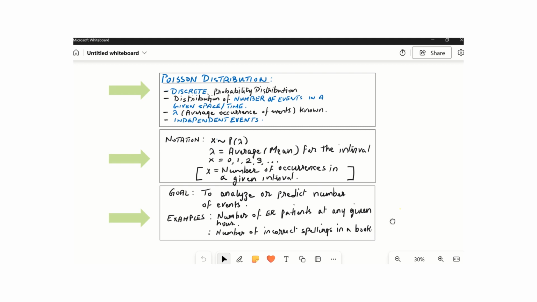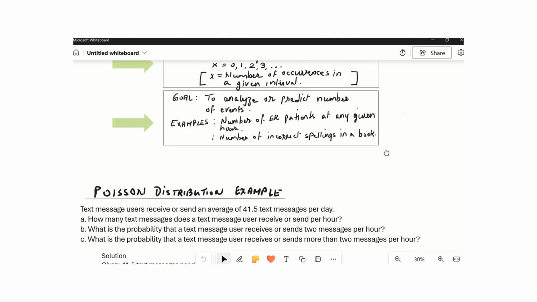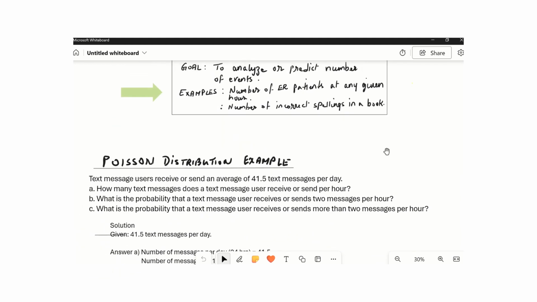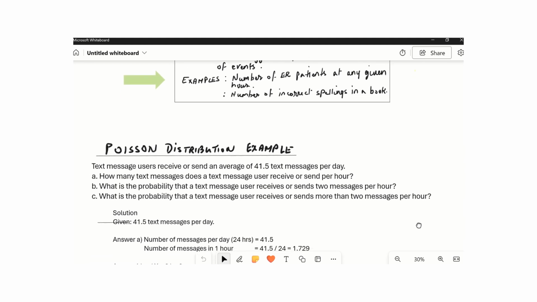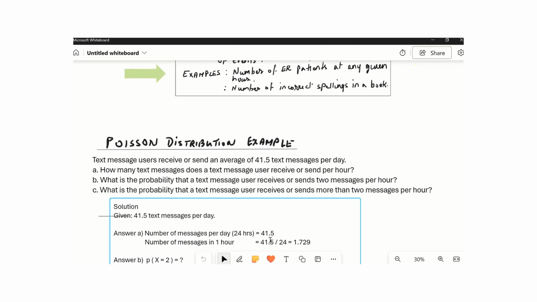We'll take a look at a specific example to follow on the calculator. Let's say text message users receive or send an average of 41.5 text messages per day. We need to find out how many text messages a user receives or sends per hour. Calculating the average per hour versus per day is just an algebraic problem. If it's 41.5 per day, in 24 hours, if we divide 41.5 by 24, we get 1.729, which will be our average for a given hour.